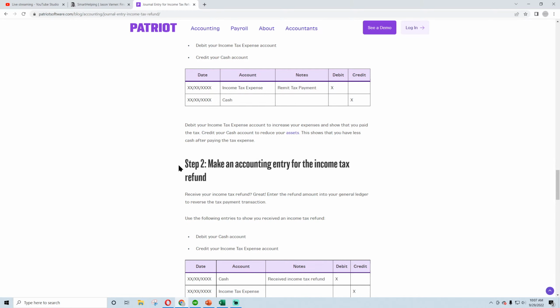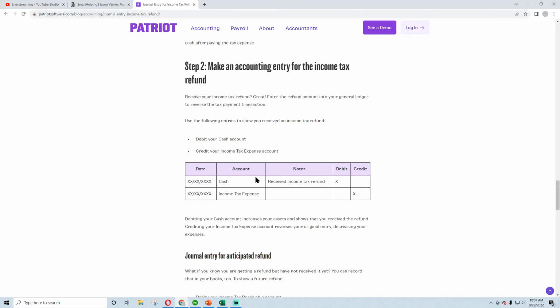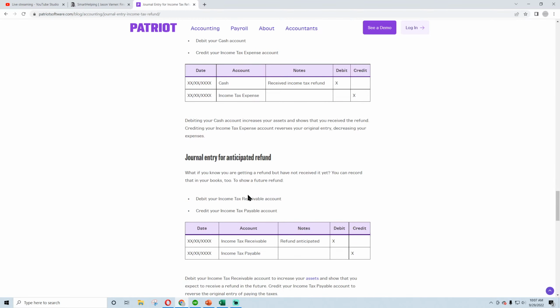Oh, wait a second. Yeah, this is the original entry. Sorry, crediting cash reduces cash. This is the adjusting entry, so you increase that and you credit income tax expense, reducing it. Okay. Now, what if you know you're getting a refund but you have not received it yet?